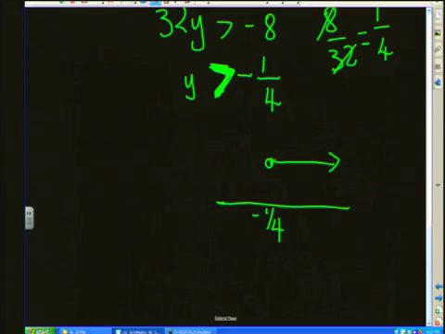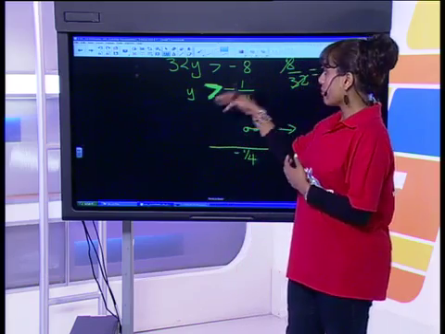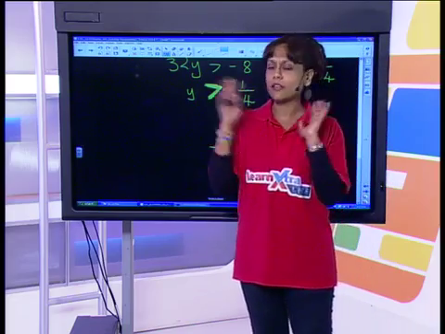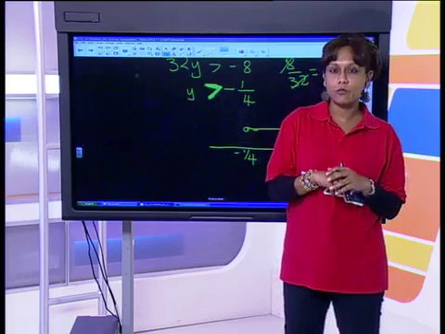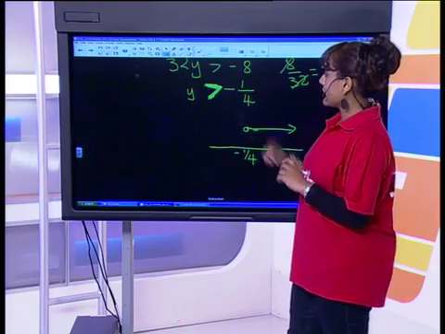So y is greater than minus a quarter. Let that be the indication of whether your line and your arrow needs to point to the left or to the right. That's for those of you who are struggling to understand what the sign is saying. If you don't understand the crocodile thing, then the arrowhead is a nice way for you to remember. Okay, so that's the graphical solution to that inequality.